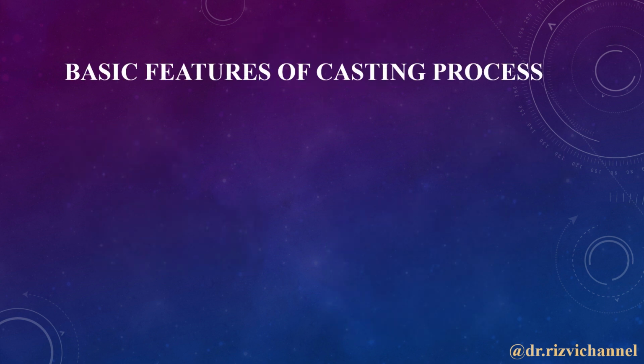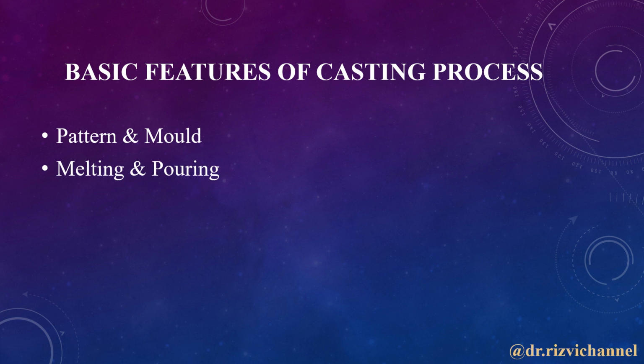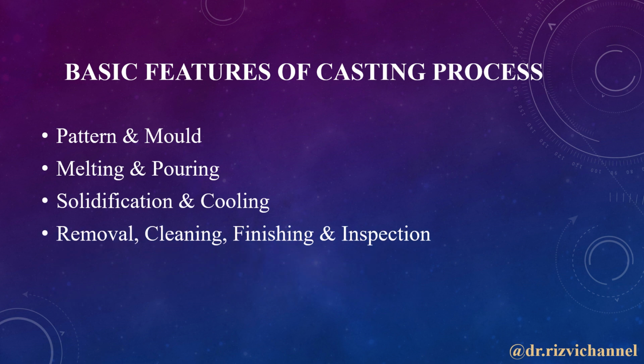The basic features of casting are four. They are pattern and mold. Pattern is basically the replica of the part that we have to produce. It is initially developed and then placed into the mold to produce the mold cavity. Next part is melting the metal and then pouring it into the mold and then allowing it to solidify and cool. On solidification and cooling, the casting is removed from the mold and it is cleaned, finished, and inspected for the defects.